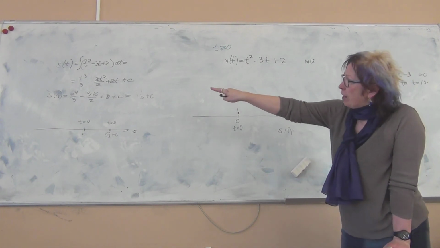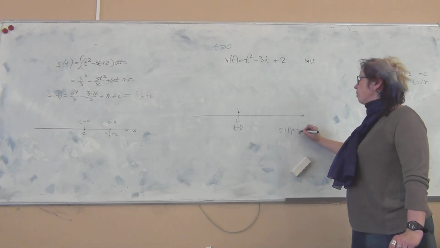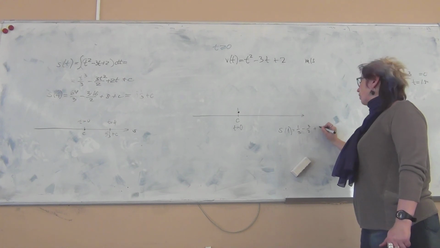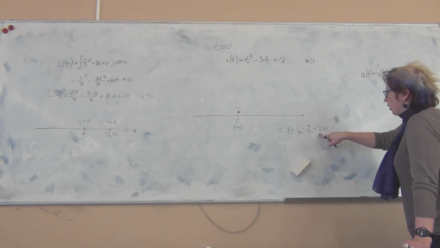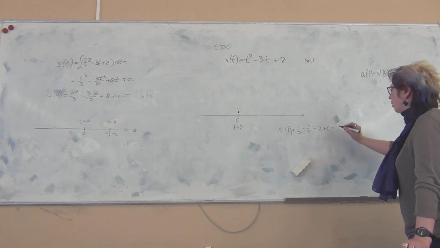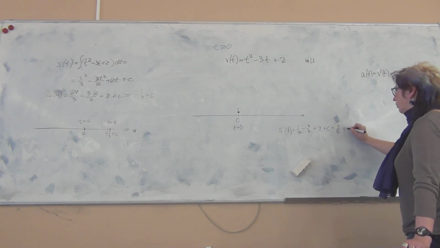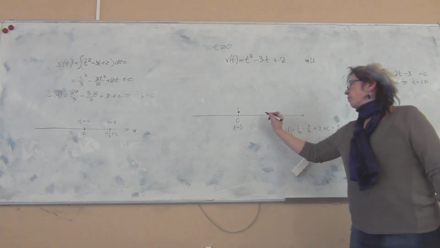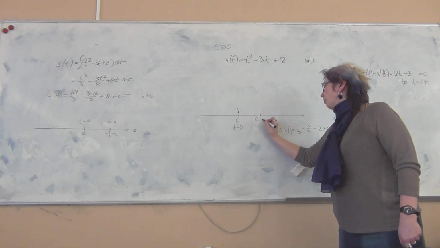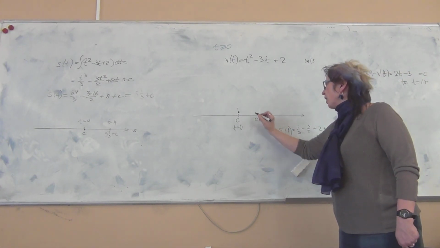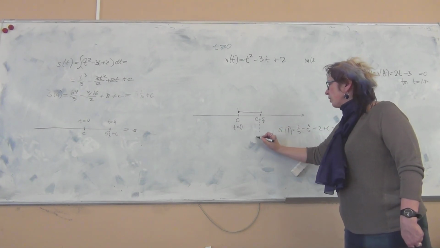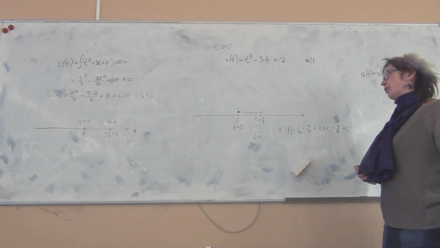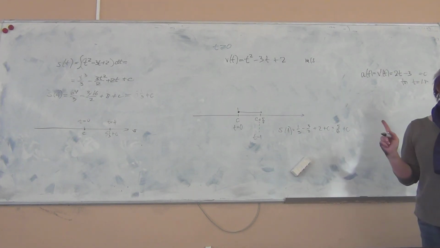Put 1 in there, so it becomes 1/3 minus 3 halves plus 2 plus C, which is 1/2. 1/2 plus 1/3 is 5/6 plus C. So that's somewhere there. So it's C plus 5 over 6. This is at time moment 1 second. After 1 second, we are there.